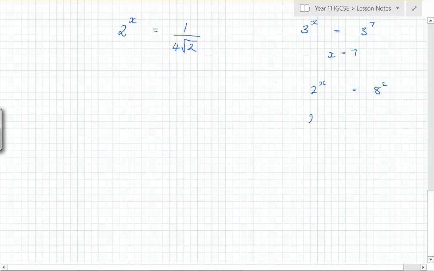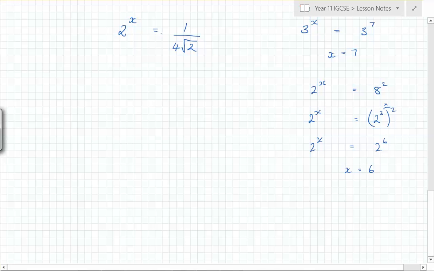Exactly. So we need to get to the same base. So 8 would be 2 to the power of 3, and that is squared. Now using laws of indices that hopefully you remember, 2 to the power of x is equal to 2 to the power of 6, because when it's like this, you multiply. So 2 to the power of 6. So x equals 6.